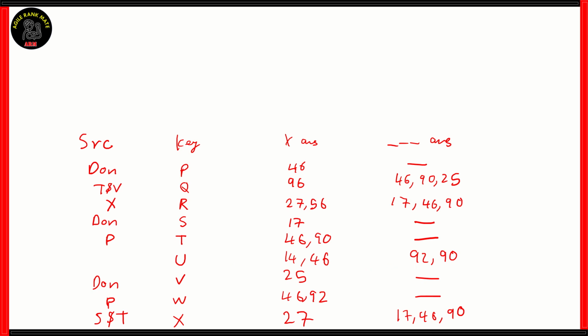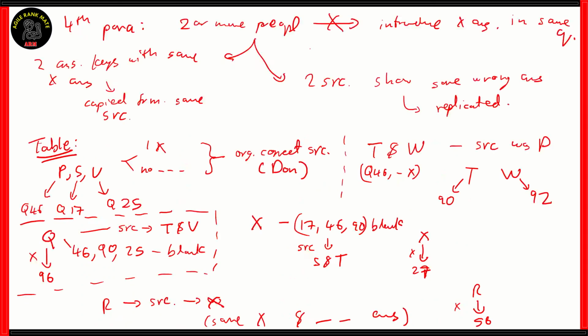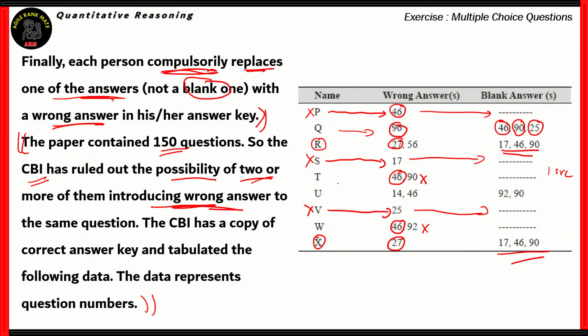key left, that's U. So if you look at U in our original table, now U has 14 and 46 as incorrect. Now, since 46 is incorrect, it means that P had to be one of its sources. Next, if you look at the blank answers, we had 92 and 90. And if you look at the other keys for wrong answers, you can see that P had 46 incorrect.